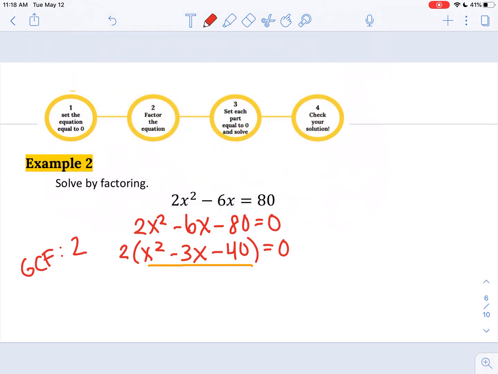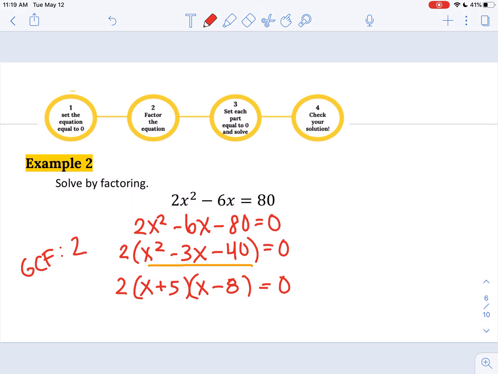So I bring down my 2. I'm going to set up my 2 binomials, all right? And now I'm going to start filling this in. I know my first numbers here must be x, and then I'm asking myself what 2 numbers multiply to get me negative 40 that add to get me negative 3. That's right, positive 5 and negative 8. Okay, so hopefully you got that correct.